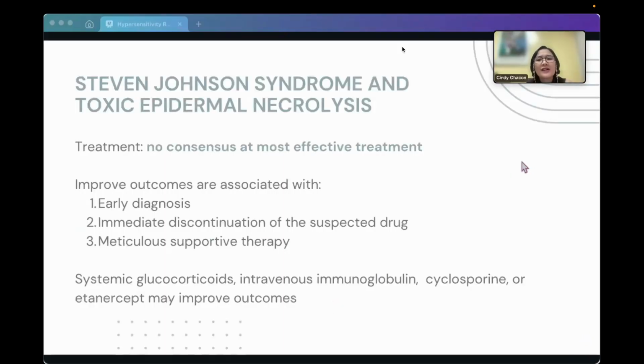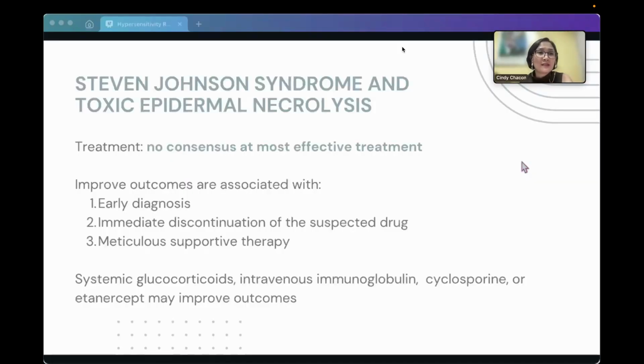At this time, there is no consensus on the most effective treatment for SJS or TEN. The best outcomes would really stem from early diagnosis, immediate discontinuation of the suspected drug, and meticulous supportive therapy in an intensive care or burn unit. When we have SJS or TEN patients, talagang all hands on board dito. We refer patients to surgery, to ENT, to ophthalmology, to an internist intensivist. Lahat talaga involved because the care is very meticulous.